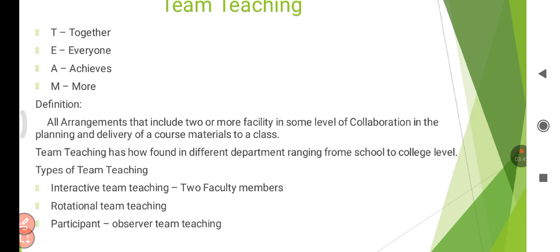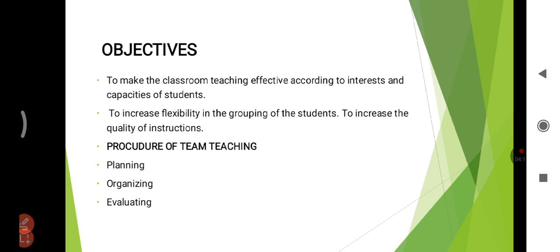The first types are interactive team teaching, rotational team teaching, and participant team teaching. In interactive team teaching, two faculty members teach in one classroom. In rotational team teaching, they teach one by one in the same classroom. Participant is an observer only team teaching. These are the team teaching types. Then the objectives: to teach the classroom effectively according to the interest and capacity of the students, to increase flexibility in the grouping of students, and to increase the quality of instruction.